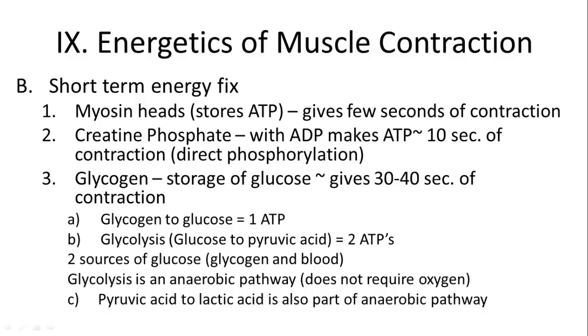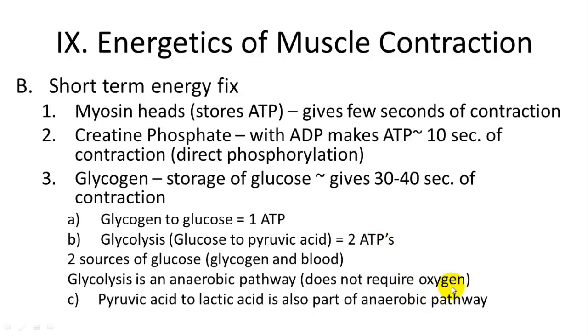So we have the myosin heads, we have the creatine phosphate, and then beyond there we've got glycogen, which is stored within the muscles, which is glucose molecules which are all stuck together. That gives you 30 to 40 seconds of contraction immediately after. If you use glycogen in blood, glycolysis and the anaerobic pathway doesn't give you as much oxygen, but there is some immediately there.